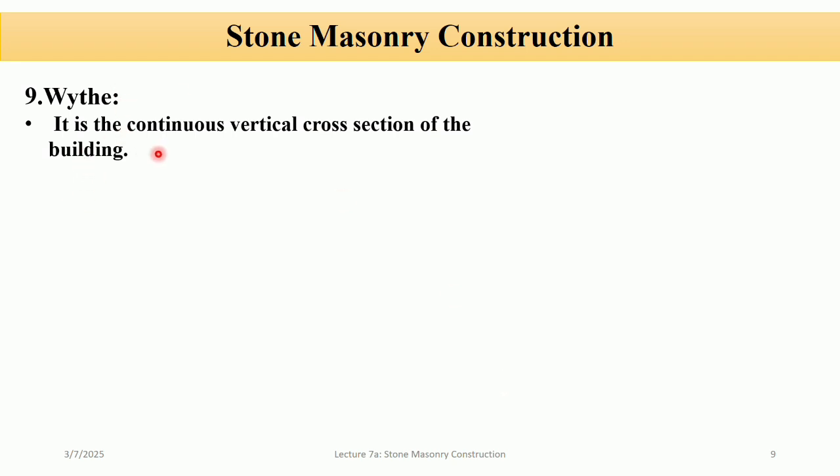Wythe. It is the continuous vertical cross-section of the building, and we provide the wythe to provide structural stability and it can act as an insulating or decorative layer.